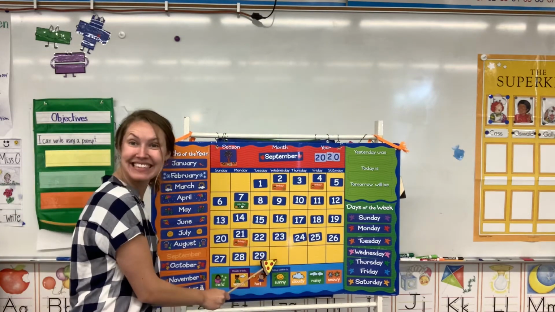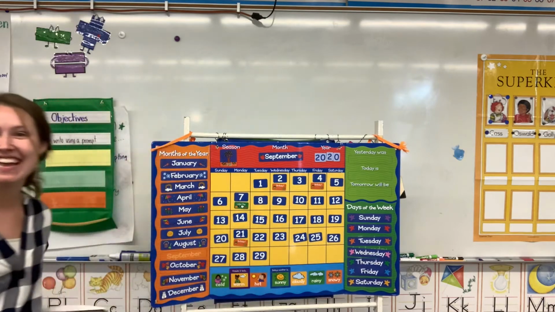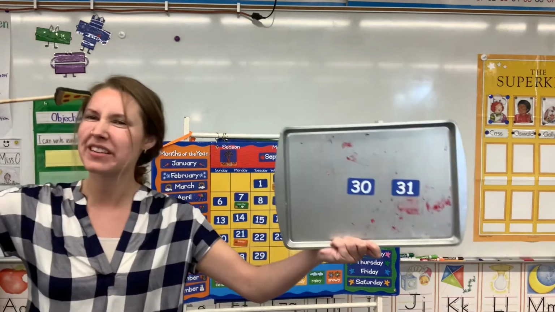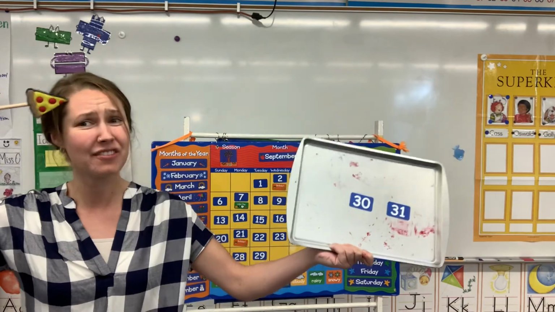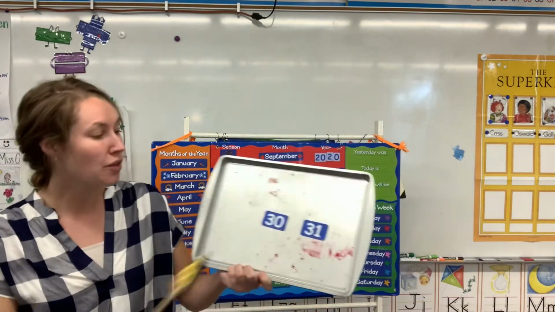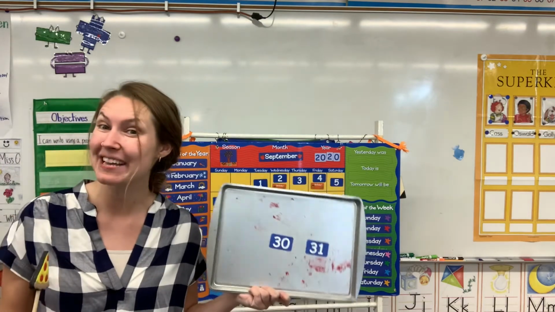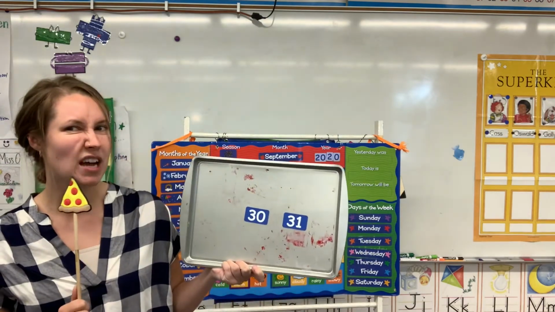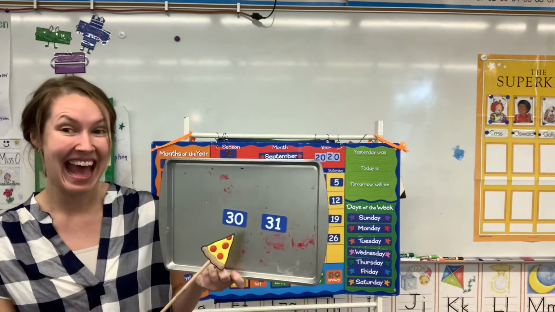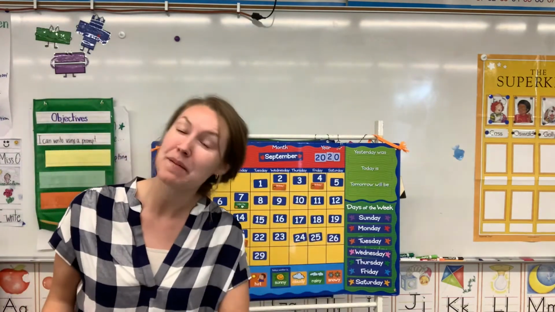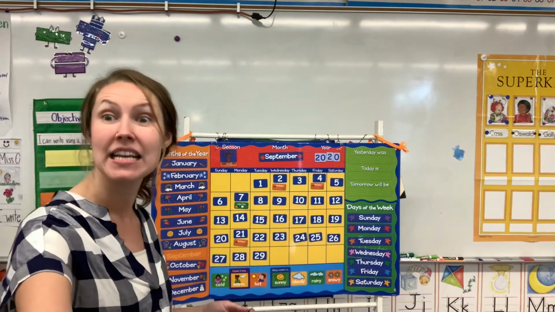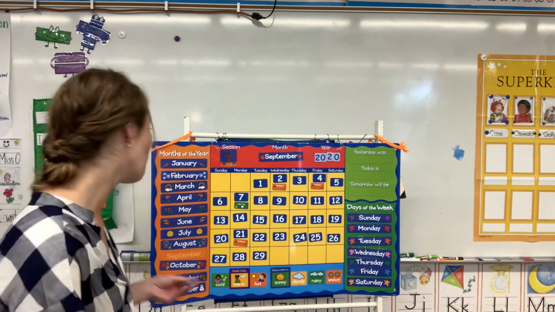What comes next? 30. 30 comes next. And which number shows me 30? We only have two options. And we know they're both in the 30s because they begin with that 3. So which one comes first? It's the 3 and the 0. Remember, with our pattern of numbers, 0 comes before 1.